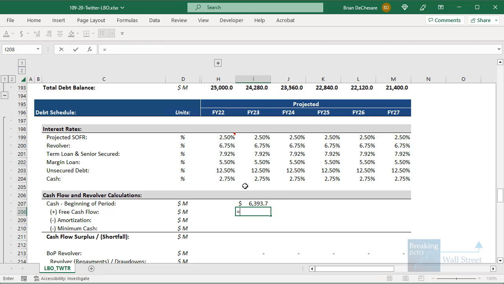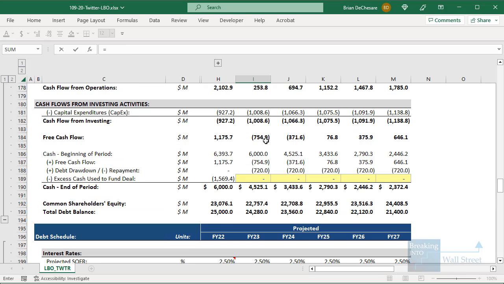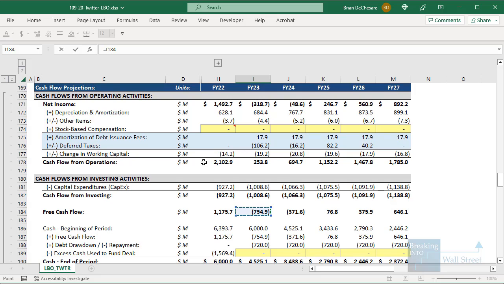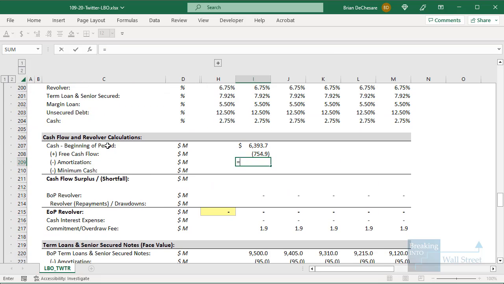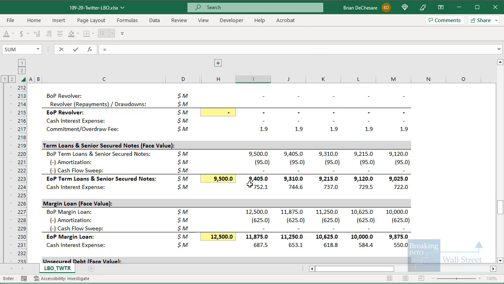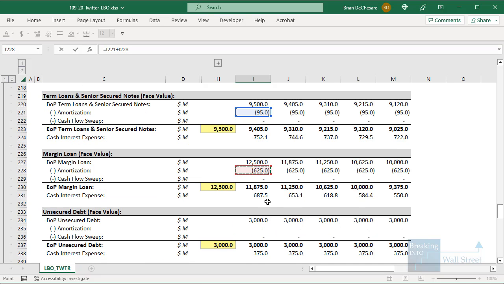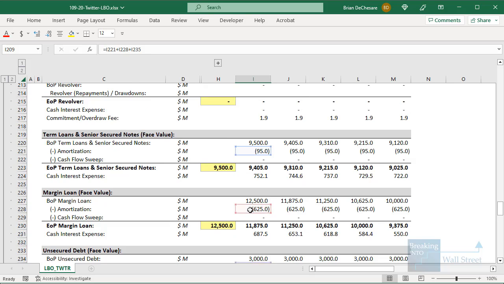So we have that. Now for the free cash flow itself, we just go up and we've calculated it on the cash flow statement. It's just cash flow from operations minus capital expenditures. And then for the amortization, this is just another word for the mandatory debt repayments. These are most common with term loans, but you will occasionally see them with some others, such as the margin loan that was used to fund the Twitter leveraged buyout. So let's take the amortization here for the term loans, for the margin loan, and then for the unsecured debt, even though it's 0, just to be complete, let's bring it in.